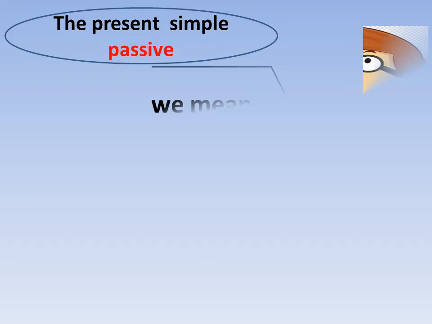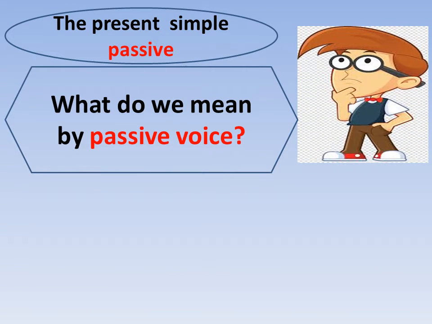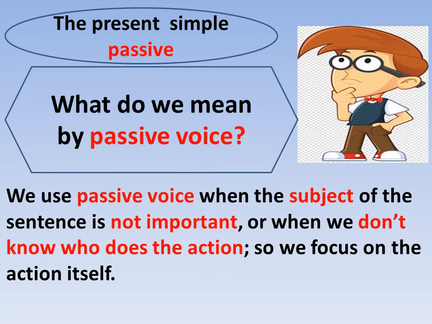The present simple passive. What do we mean by passive voice? What is meant by passive voice? We use passive voice when the subject of the sentence is not important to be mentioned, or when we don't know who does the action, who is the subject, who is the doer of the verb. So we focus on the action itself.